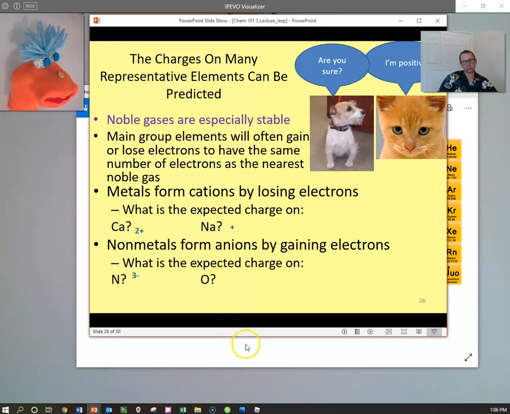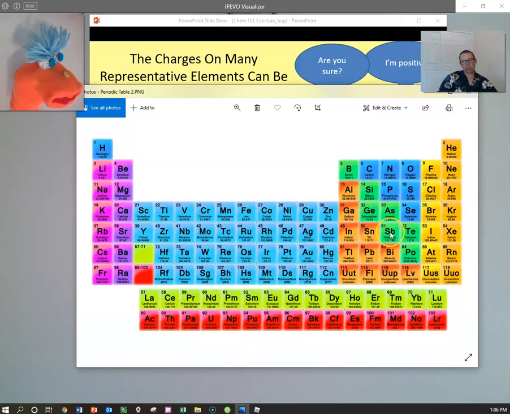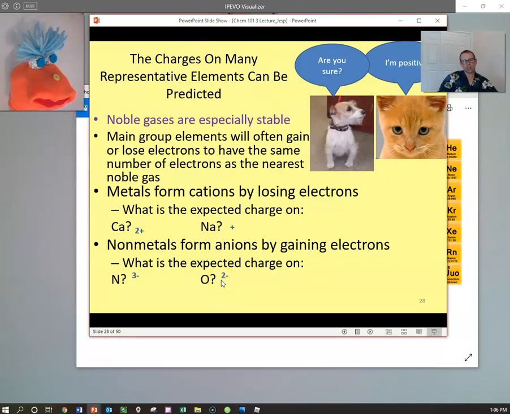How about oxygen? What does it want to do to find stability? Gain 2 electrons. So that's a minus 2 charge. That's right. Very good. Now let's see, are you going to remember which of these are cations and which are anions? I remember the joke. Positives are cations, negatives are anions. Very good. So these are calcium and sodium cations, nitrogen and oxygen, or nitride anion and oxide anion.